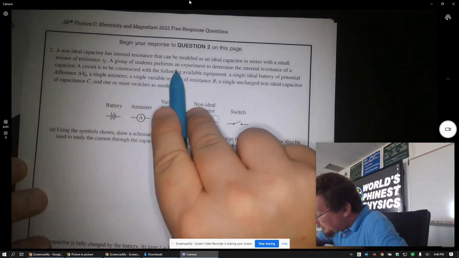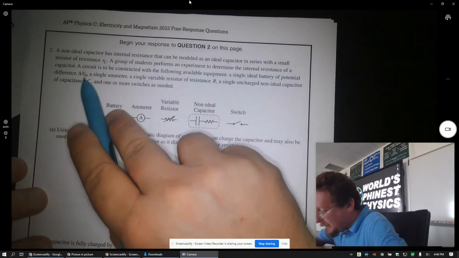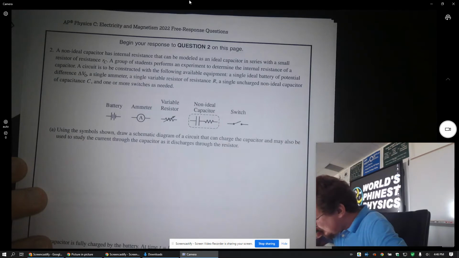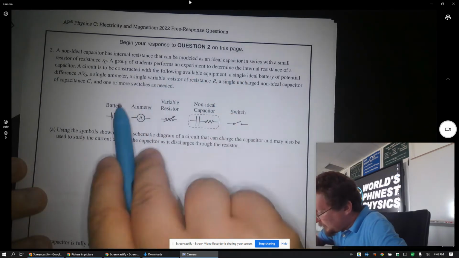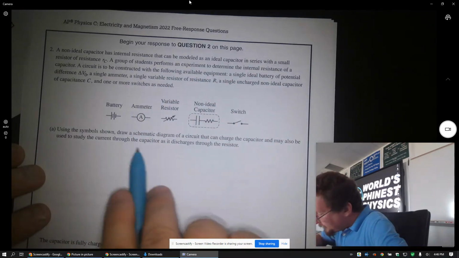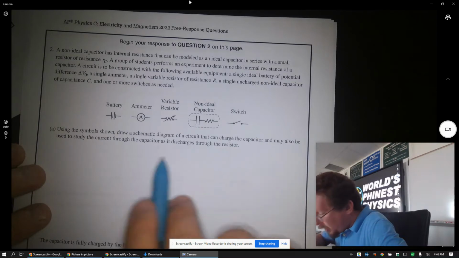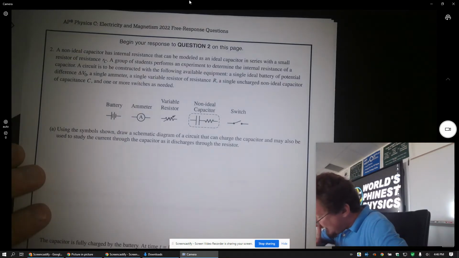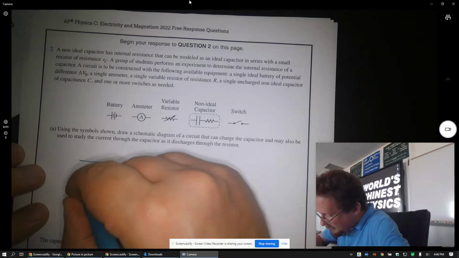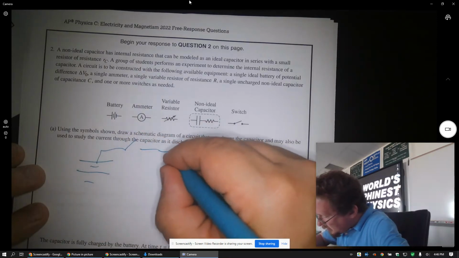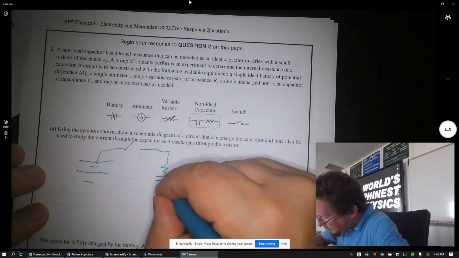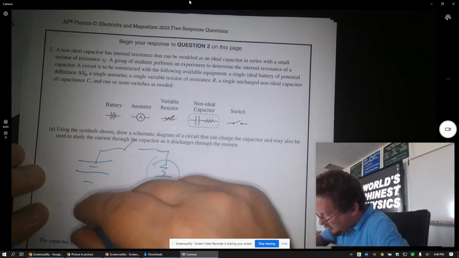Okay. A student performs an experiment to determine the internal resistance of a capacitor. The circuit is to be constructed with the following available equipment that can charge the capacitor and may also be used to study the current of the capacitor. It's the same thing. Okay, it's the same as a switch. All right, here's your non-ideal capacitor.